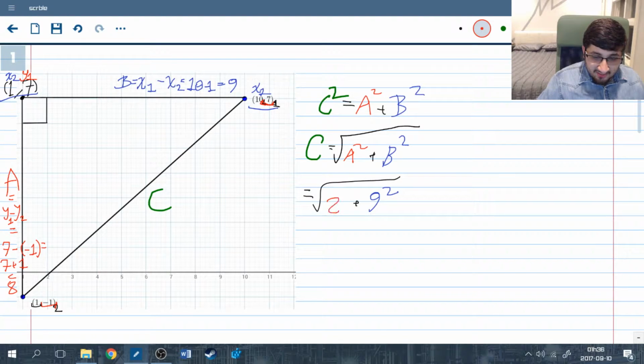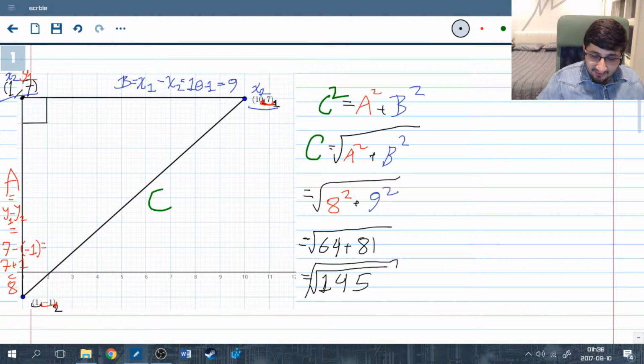So now we have 8 squared plus 9 squared. After this, we can take the next step of squaring these, so we would have 64 plus 81, which is equal to 145. And there you have it. This is the distance between these 2 points.